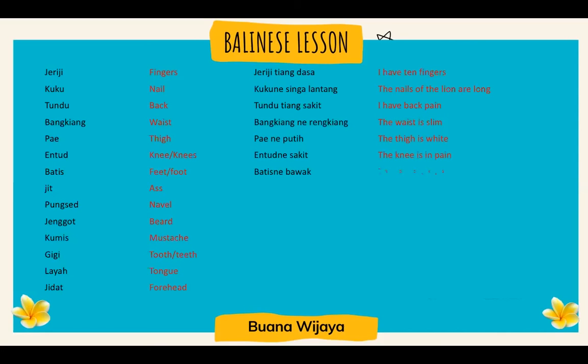Batis ne bawah. The feet are small. Jit ne gajah gede. The ass of the elephant is big. Bungsed ne kaki. The navel is ugly. Tiang nyukur jenggot. I shaved my beard. Kumis ne buông. The mustache looks good.